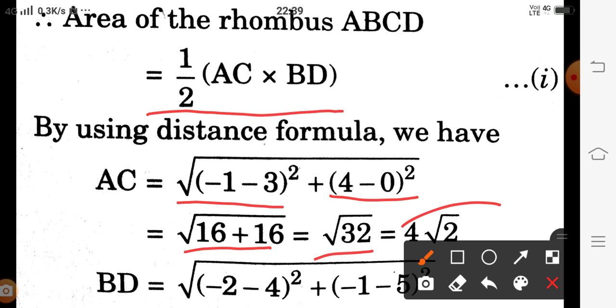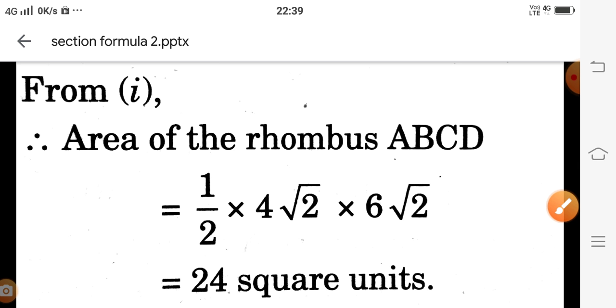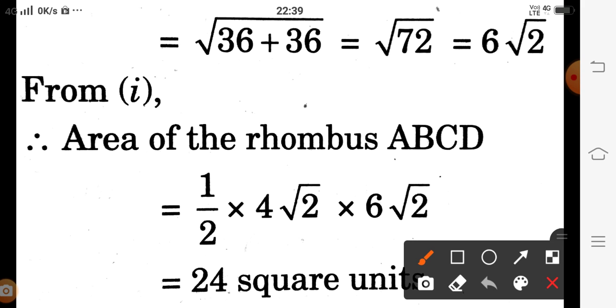Same for BD, if you are finding, then (-2 - 4) whole square we are getting, and for the y coordinate (-1 - 5) whole square. Then on solving this, -2 - 4 we are getting -6, this also -6, and the square of 6 we know is 36, and 72, and this value is equal to 6 root 2.